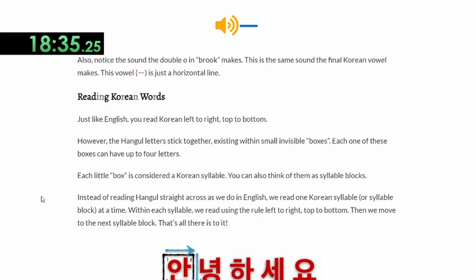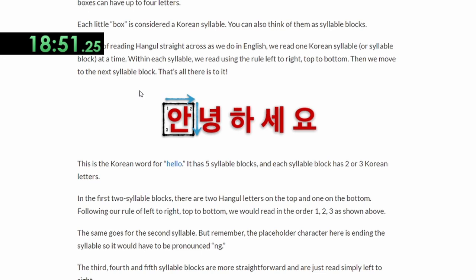Reading words: just like English, you read Korean from left to right, top to bottom. However, the Hangul letters stick together, existing within small invisible boxes. Each one of these boxes can have up to 4 letters. They read left to right. That's really convenient. This circle is just a placeholder.